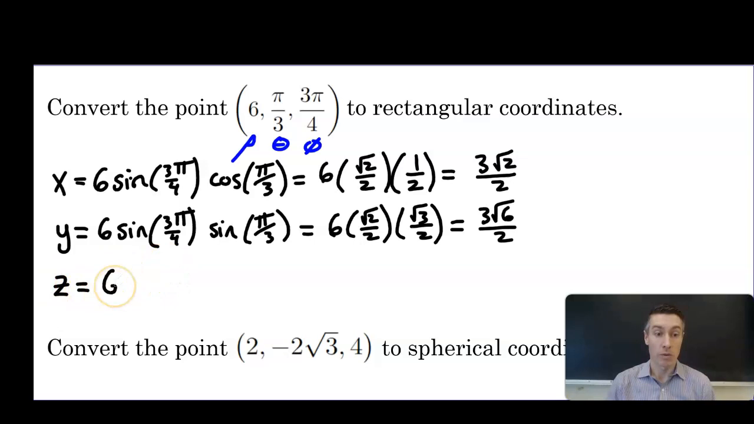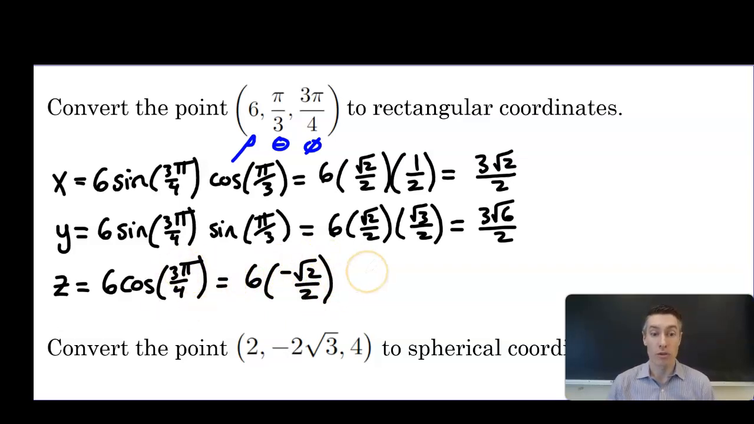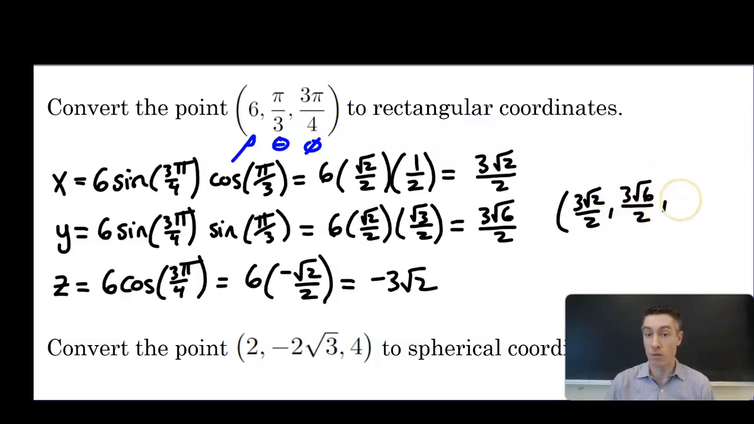And then z equals 6 times cosine of phi, so cosine of 3 pi over 4. So that's going to be 6 times negative square root of 2 over 2, since the cosine ratio is negative in quadrant 2. So that's negative 3 square root of 2. So our point is 3 square root of 2 over 2, 3 square root of 6 over 2, negative 3 square root of 2. And that's our point in rectangular.